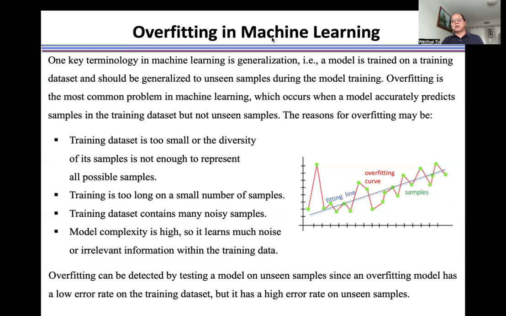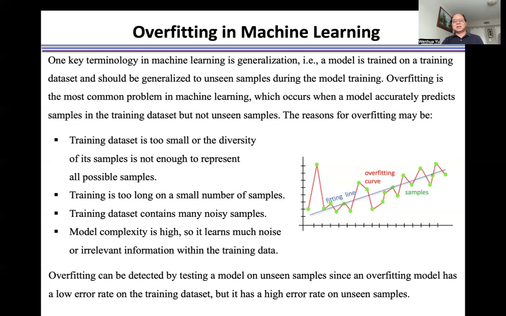The reasons for overfitting may be: first, the training dataset is too small, or the diversity of its samples is not enough to represent all possible samples. Second, training is too long on a small number of samples. Third, the training dataset contains many noisy samples. And last, the model complexity is high, so it learns much noise or irrelevant information within the training data.